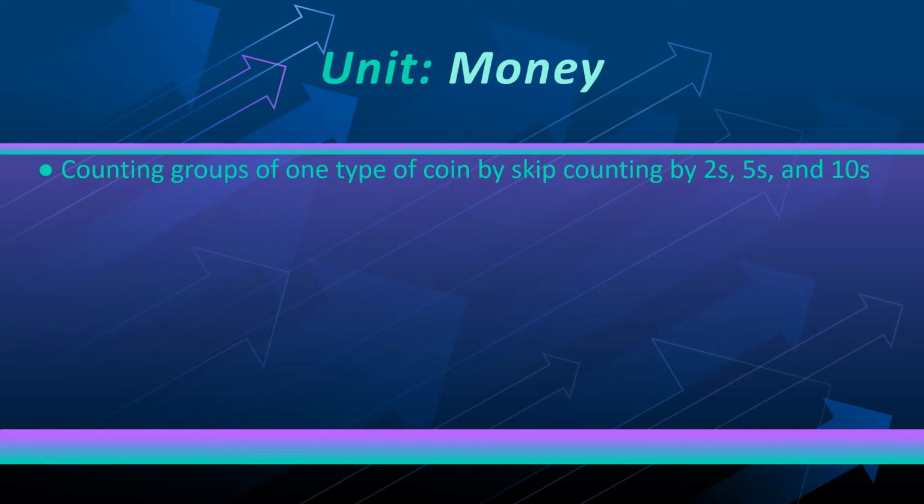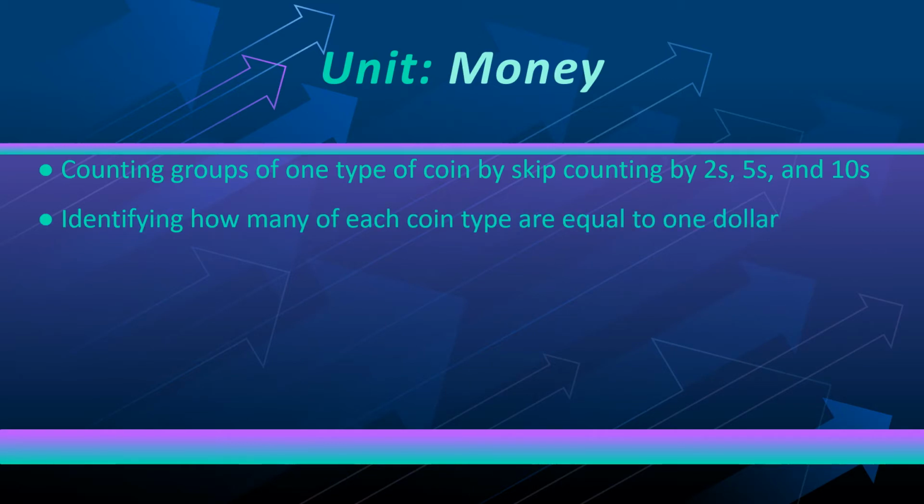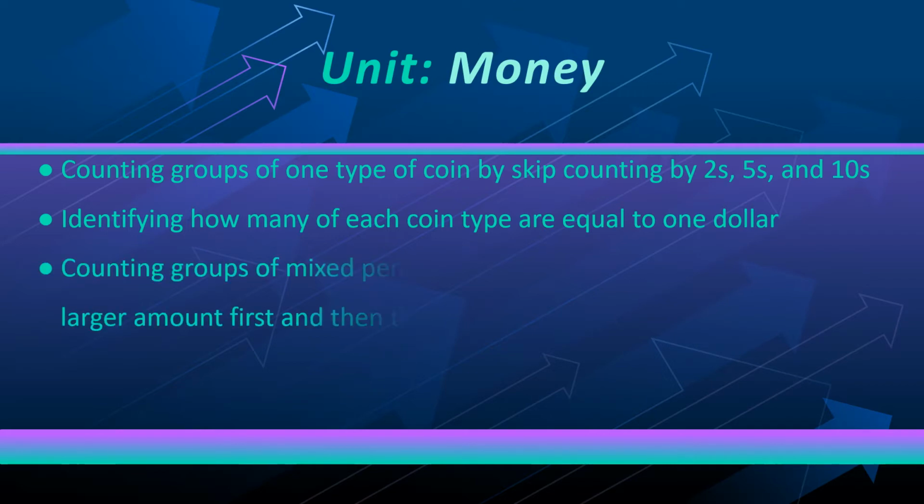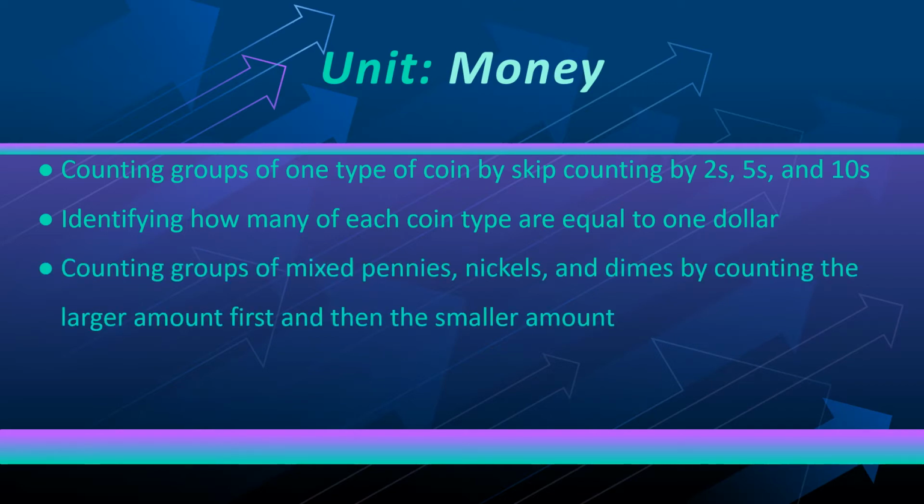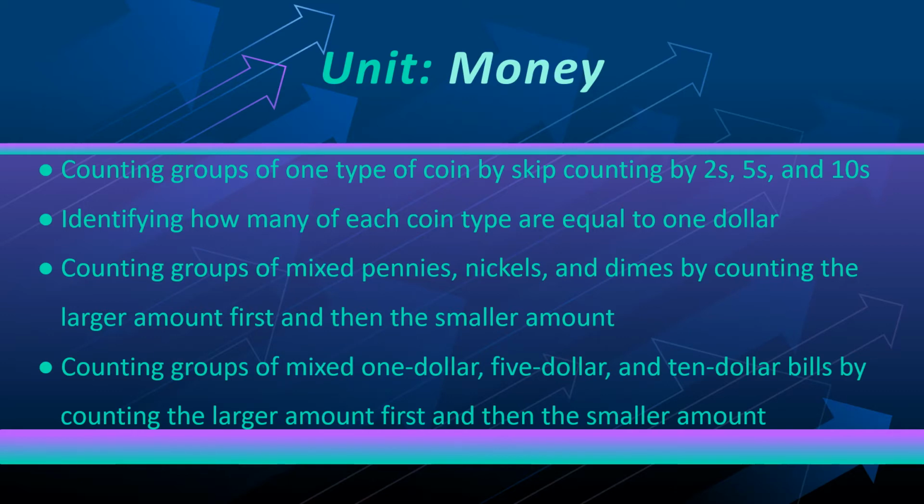And in this unit, we also want our students to be able to count groups of one type of coin by skip counting by 2s, 5s, and 10s. Identify how many of each coin type are equal to $1. We want them to be able to count groups of mixed pennies, nickels, and dimes by counting the larger amount first and then the smaller amount. And finally, we want them to count groups of mixed $1, $5, and $10 bills by counting the larger amount first and then the smaller amount.